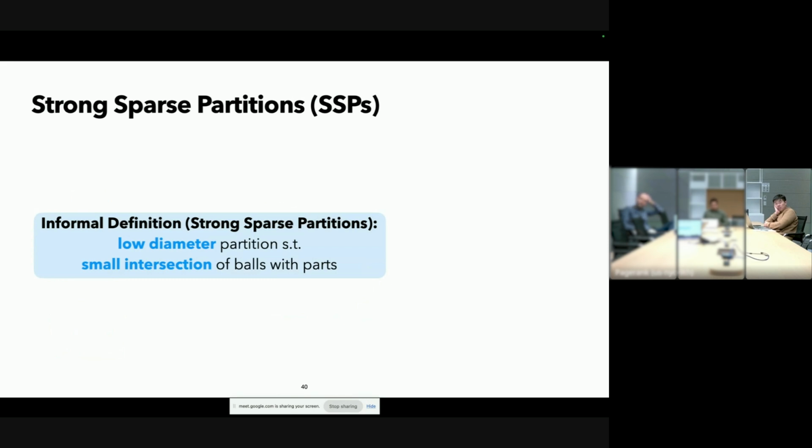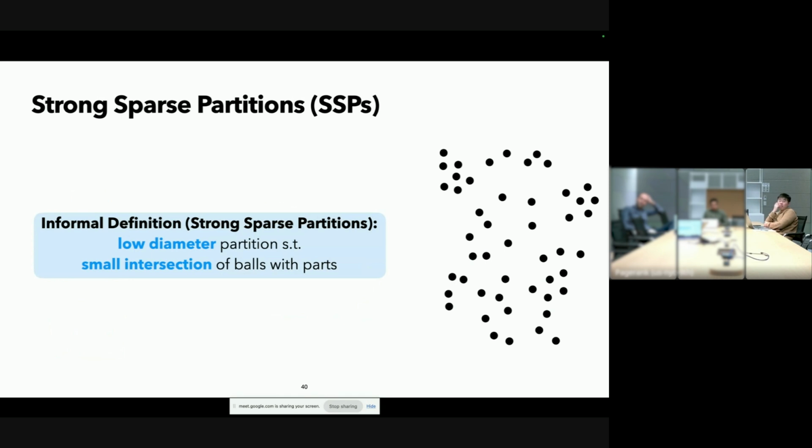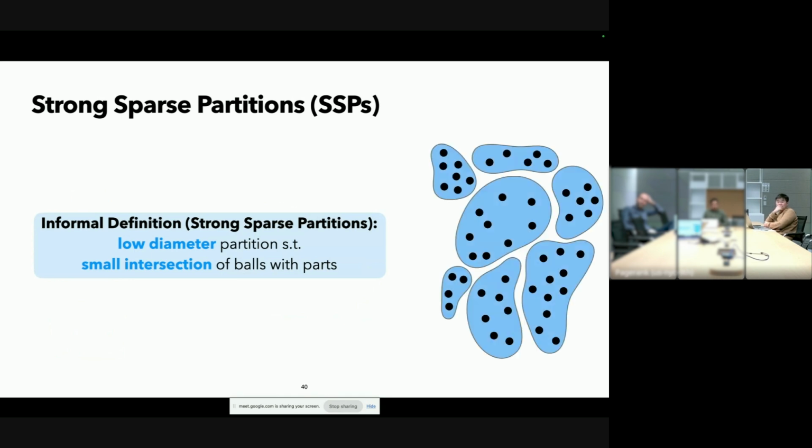So the picture you should have is, here are all the vertices of my graph, or even metric if you like. And now I'm going to partition these into a bunch of sets, where each of those sets is such that any pair of points within the same set is nearby. And if I look at any ball which is reasonable, say like this red ball, it doesn't intersect too many of those sets. Namely, this red ball intersects 3 of these sets.